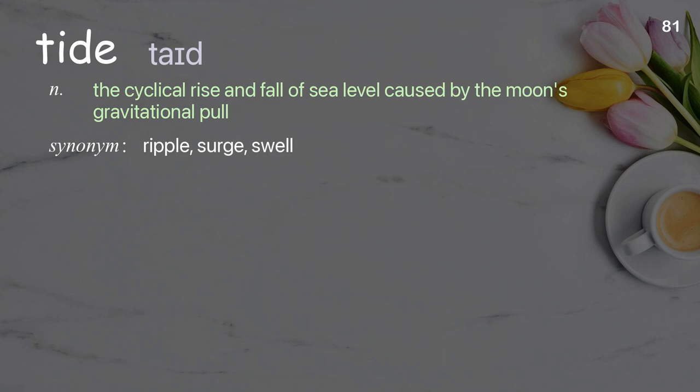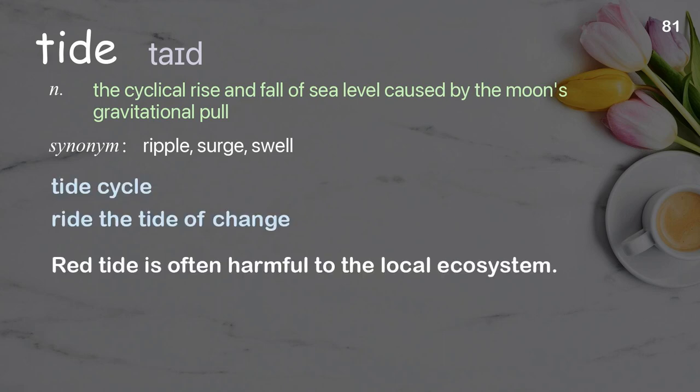Tide. The cyclical rise and fall of sea level caused by the moon's gravitational pull. Examples: tide cycle, ride the tide of change. Red tide is often harmful to the local ecosystem.